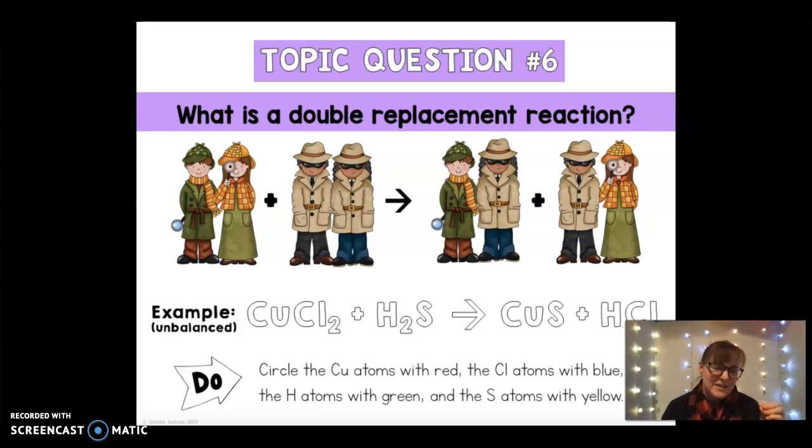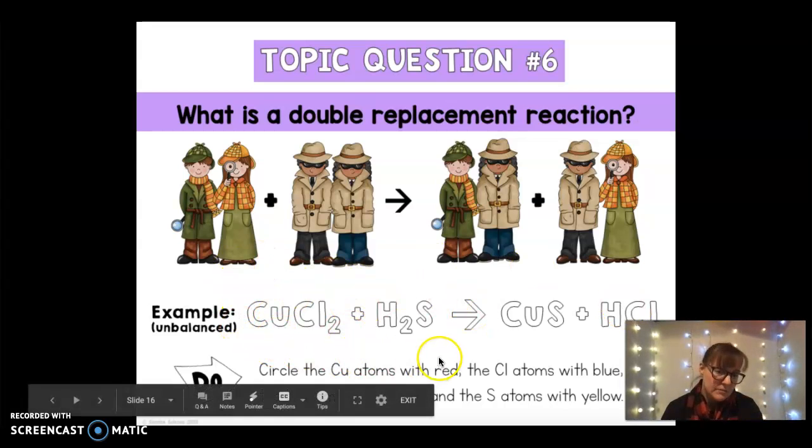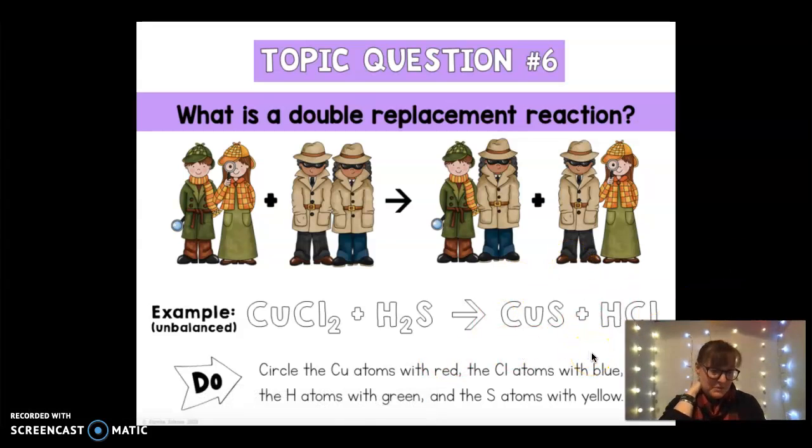So you don't have to name all of them. All you have to do is recognize that if you have a compound and you get 2 more compounds, then you have a double replacement reaction. In grade 9, you just need to know what the different reactions look like. You do not need to know how to predict them. You don't need to know how to name everything. You just need to be able to say, oh, look, I have 2 compounds and I have 2 different compounds, double replacement.